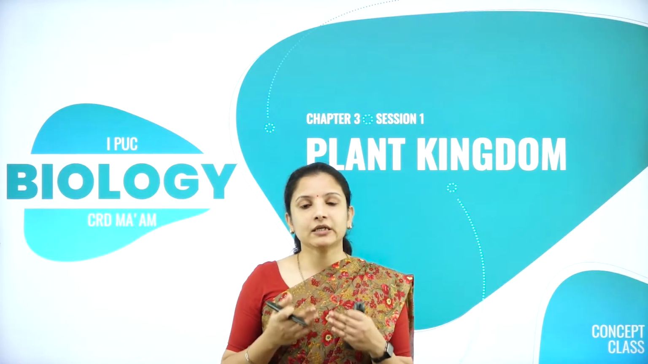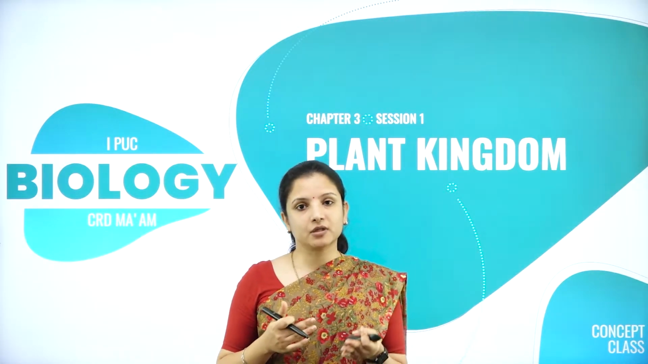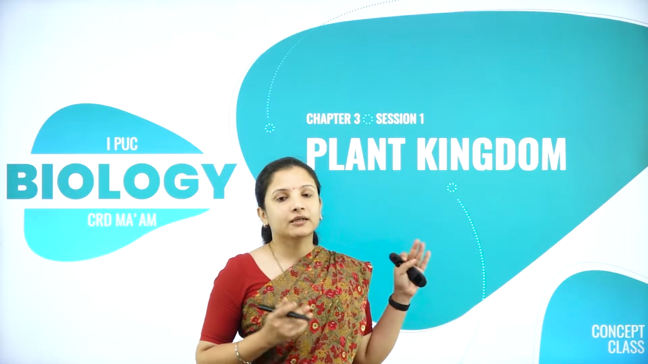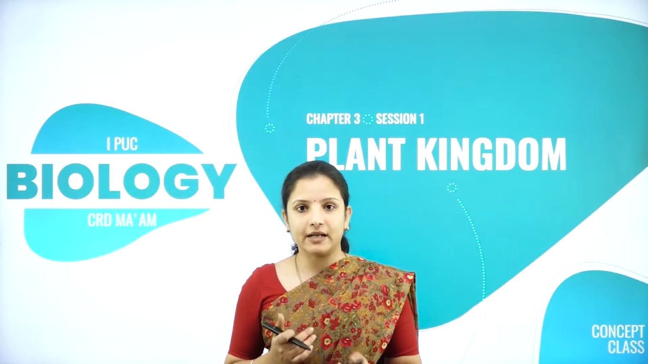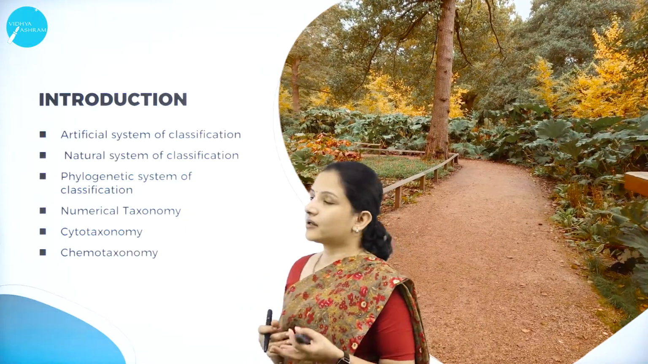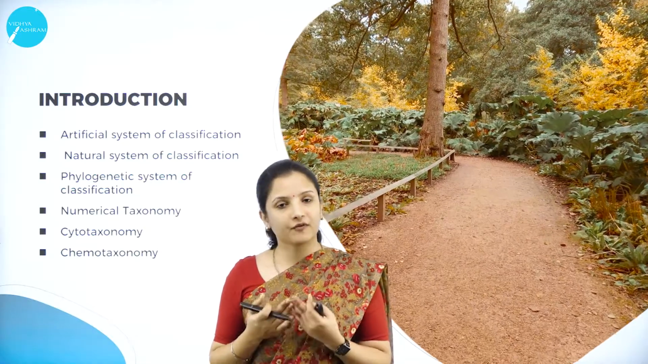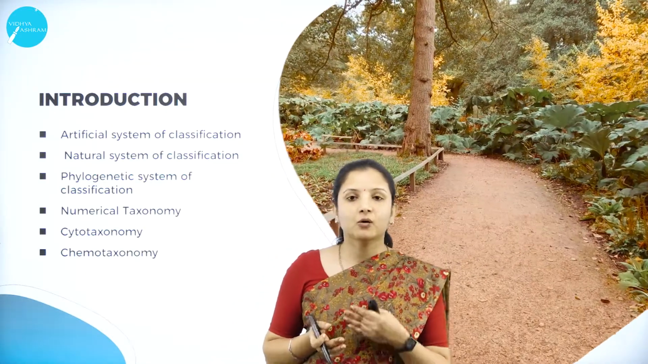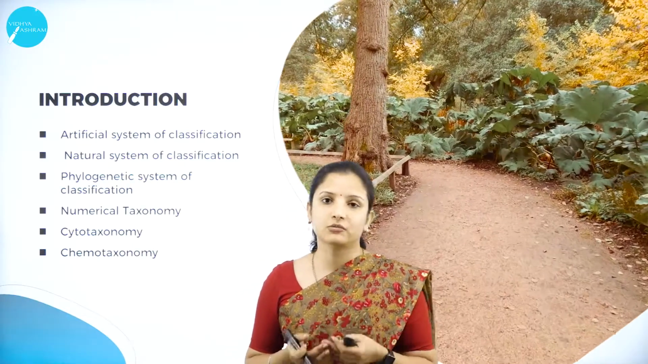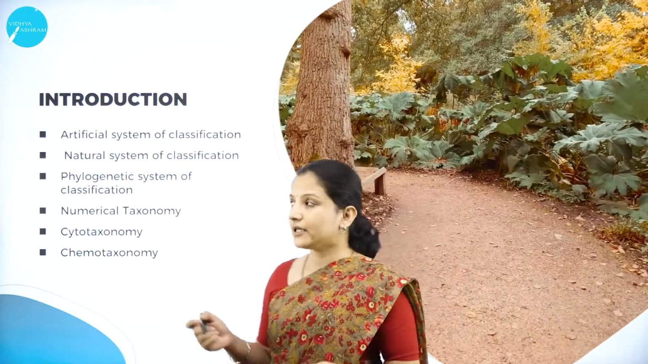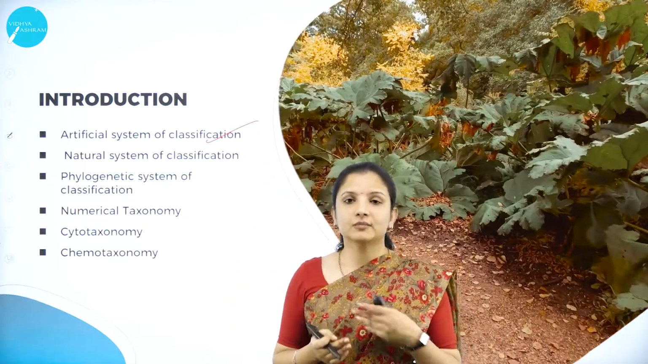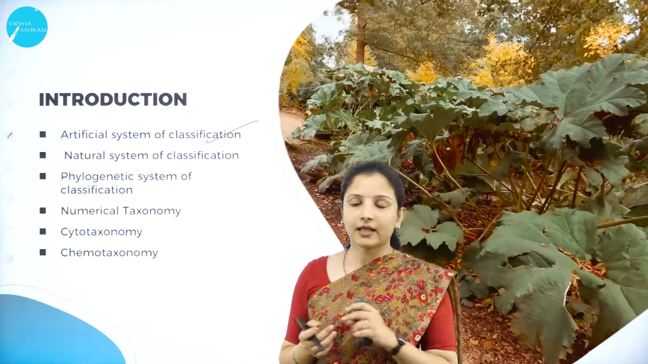We have not studied in detail in the previous chapter about Plantae and Animalia. So chapter 3 is completely dedicated to Plantae. So we shall start studying about it. So we know that there are a lot of different systems of classification that came up. One is the artificial system of classification, which is also the Linnaeus system of classification, wherein Linnaeus divided the organisms into 2 kingdoms, Plantae and Animalia.